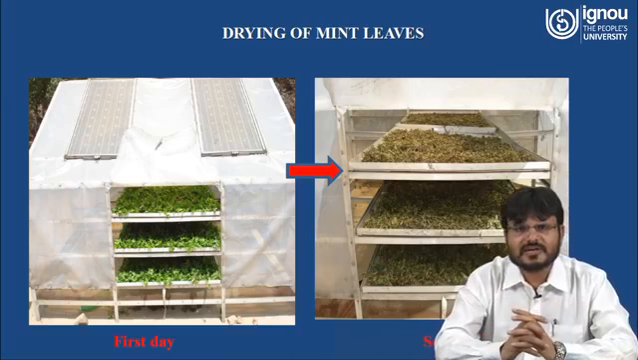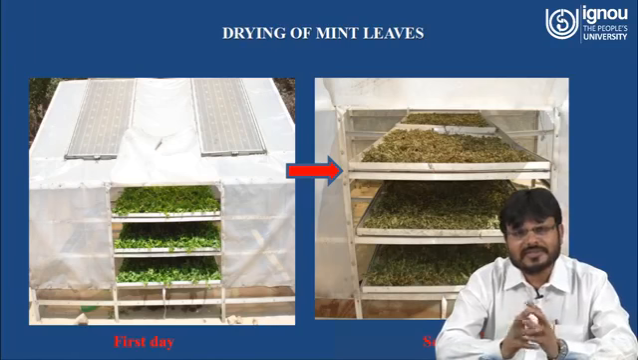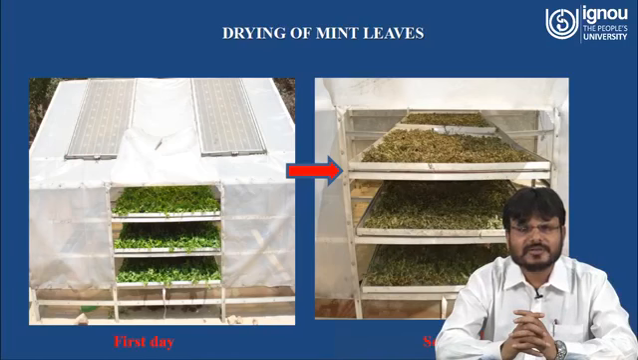Here you can see how this solar dryer works. Here you can see there are 3 trays used, or it may be 9 trays that can be used. Here you can see there is mint powder.